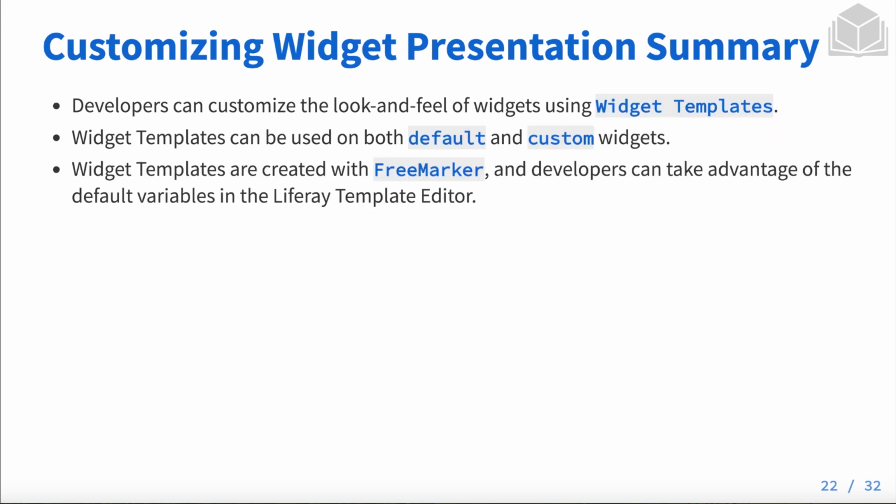So to summarize, developers can customize the look and feel of widgets using widget templates, of course. Widget templates can be used for both default and custom widgets, so ones that are developed or ones that come out of the box. And widget templates are created using FreeMarker. And this gives our developers the ability to use some of those default editors and add some more of that advanced code functionality. So what we're going to do next is we're going to look at a couple of exercises where we can create some widget templates for the asset publisher as well as the navigation. So I'll see you in the next set of exercises.